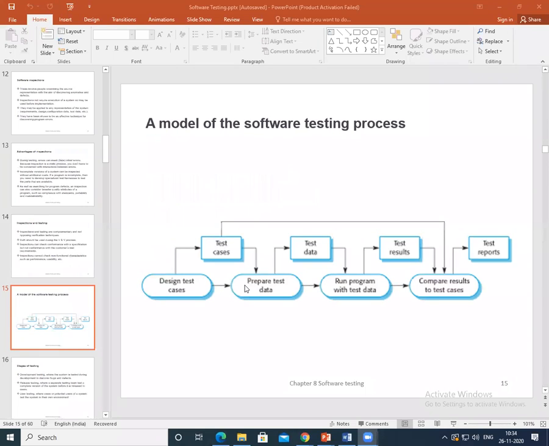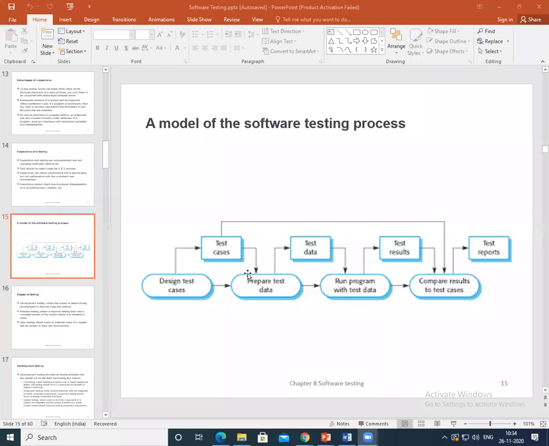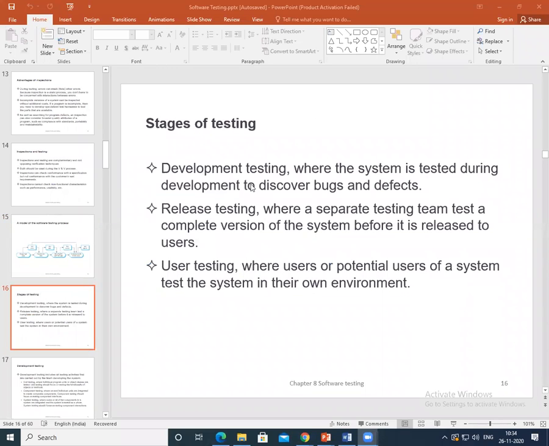So usually a commercial software system has to go through 3 testing phases. Remember, this is a very important point. A commercial software system has to go through 3 stages of testing. One is development testing, next is release testing and next is user testing. So here are the testing phases I'm trying to tell you.